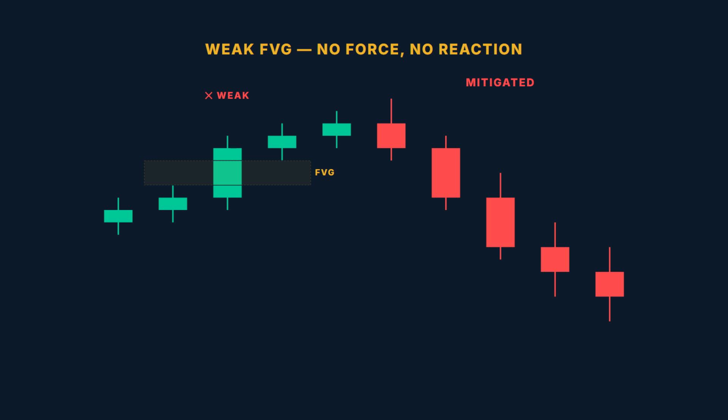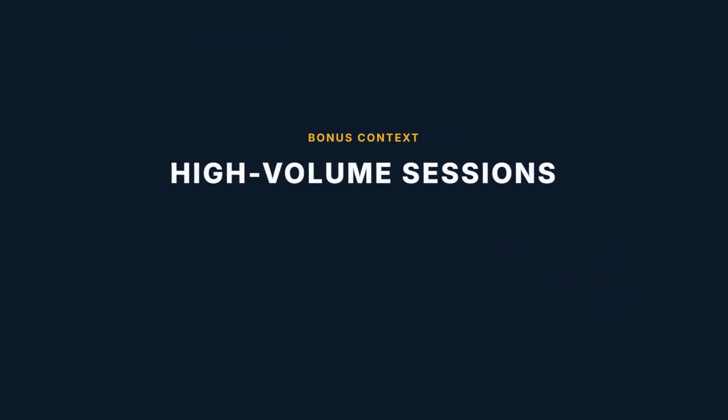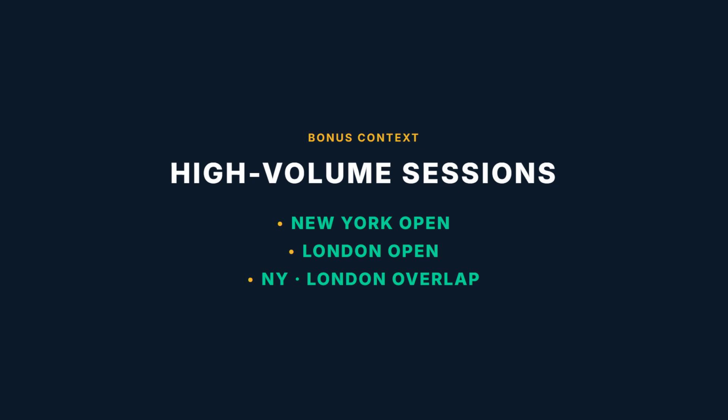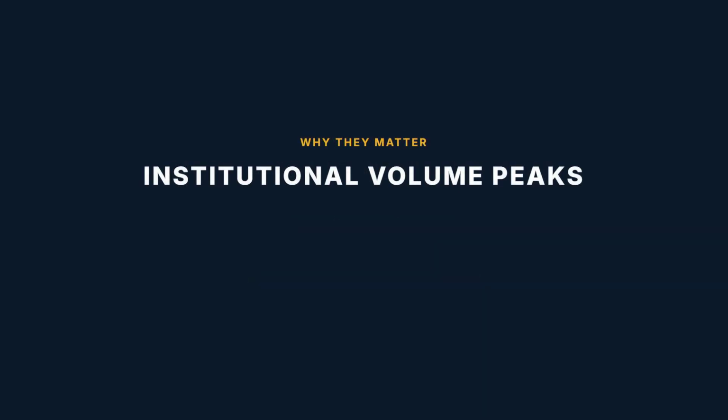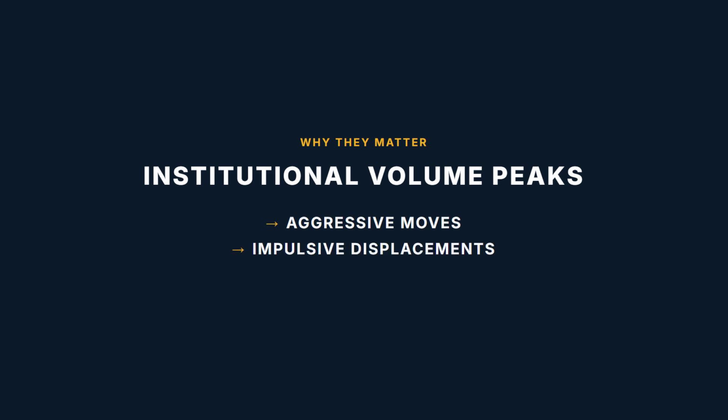A weak FVG, on the other hand, is one created by 3 average-sized candles with no large body, no important level broken, and no structural change associated with it. That type of FVG can be tested and mitigated without any reaction, because there are not enough institutional orders in that zone to sustain a rejection. The practical rule is, the larger and more aggressive the move that created the FVG, the more relevant that zone is going to be for future trades.